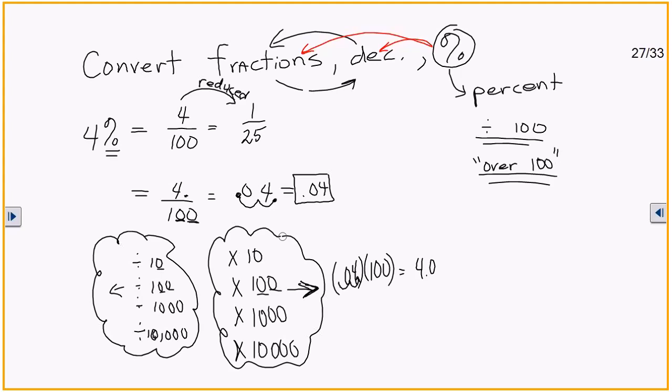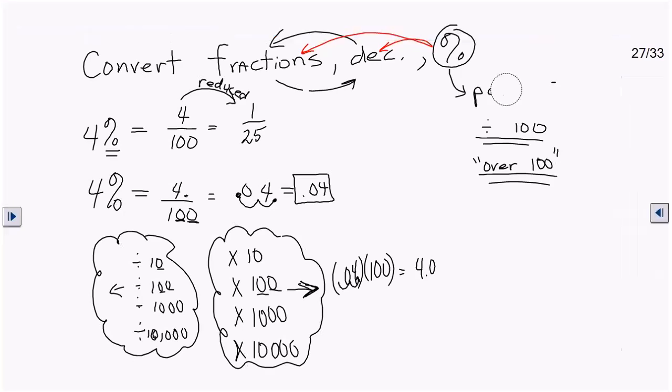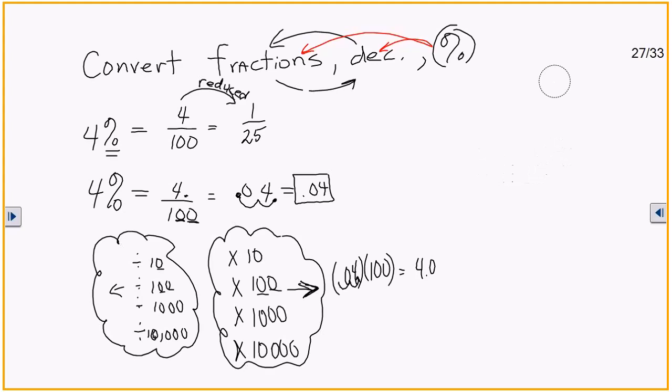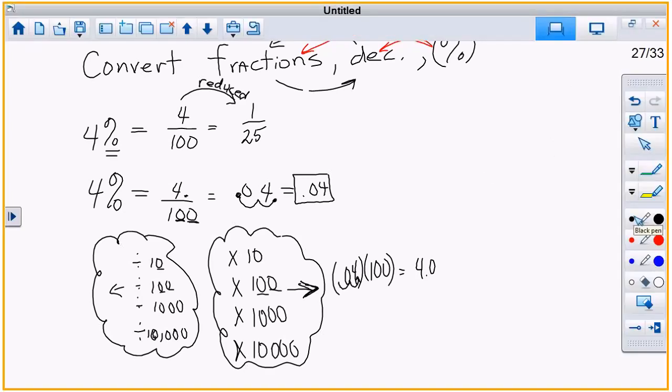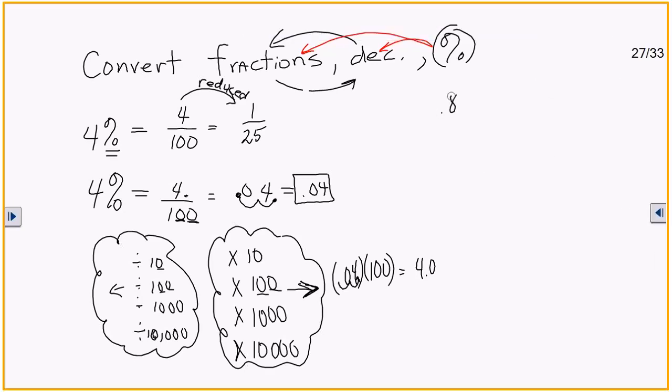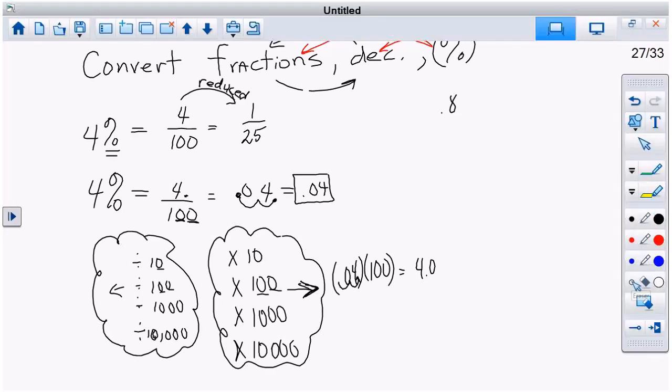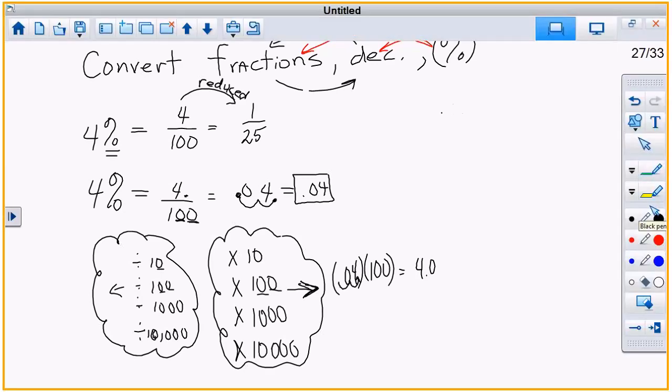And now you can change from a percent to a fraction or a percent to a decimal. Now, I've already showed you how to do a fraction to a decimal, decimal to a fraction. Well, let me erase some of this. Let's say I give you 0.08. My brain says 0.08, but my hand says 0.8.